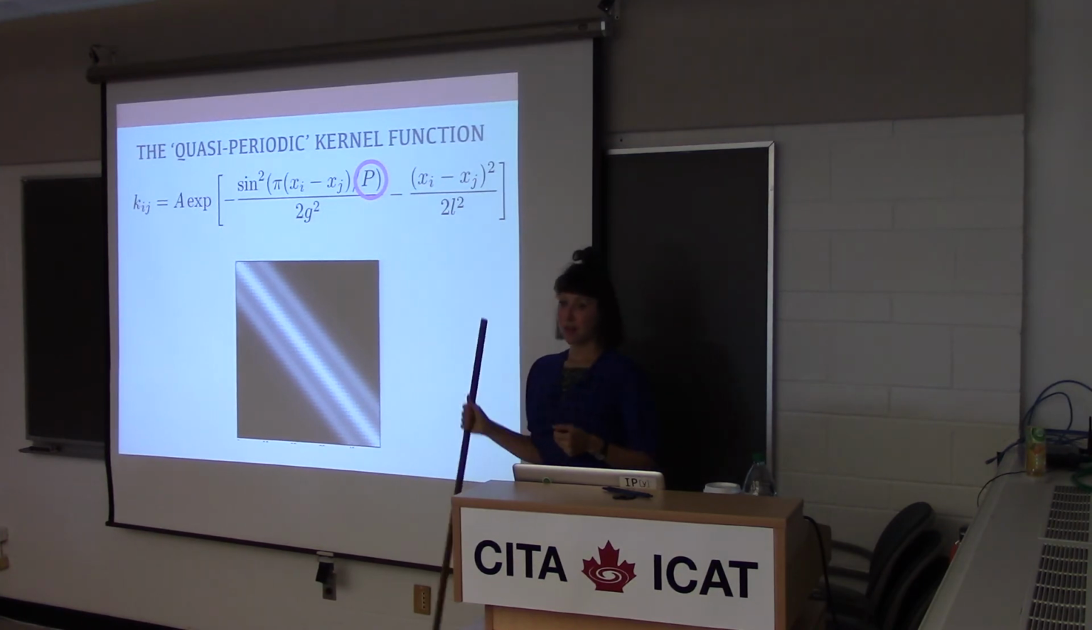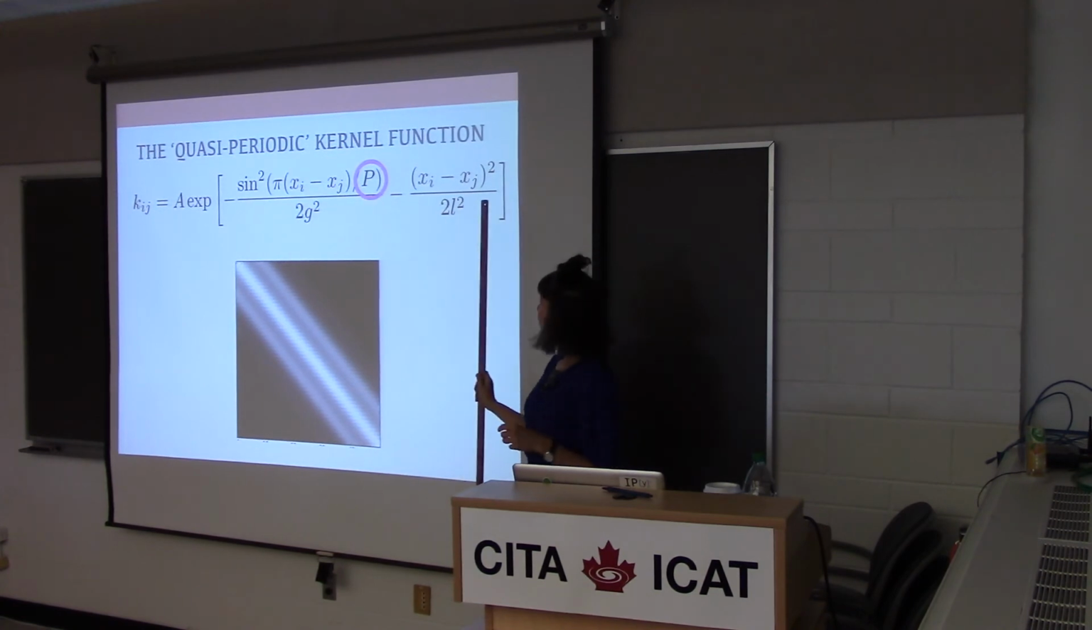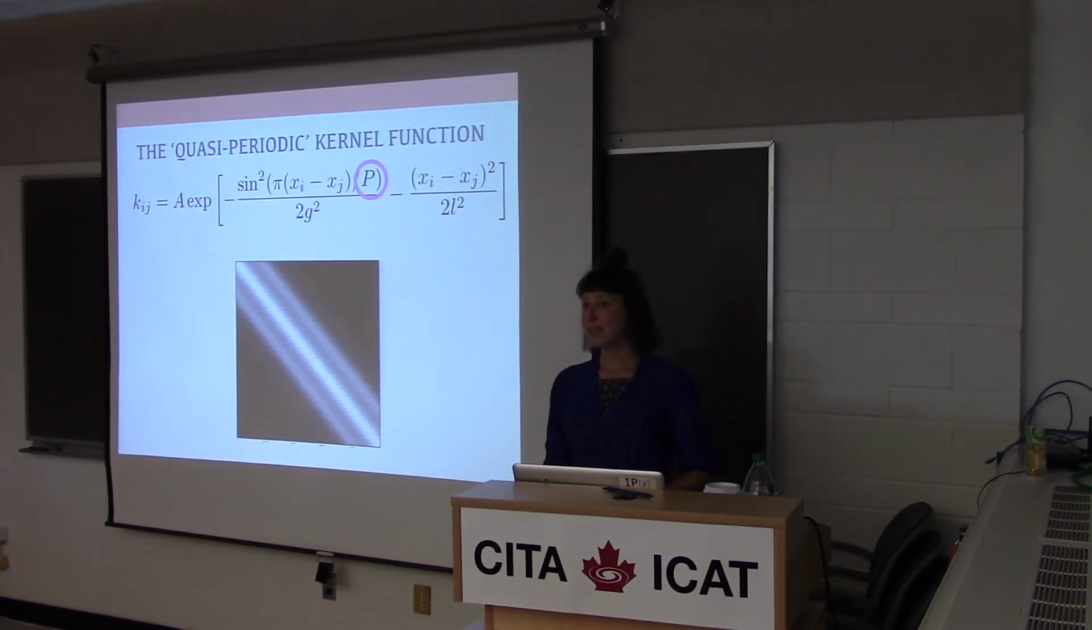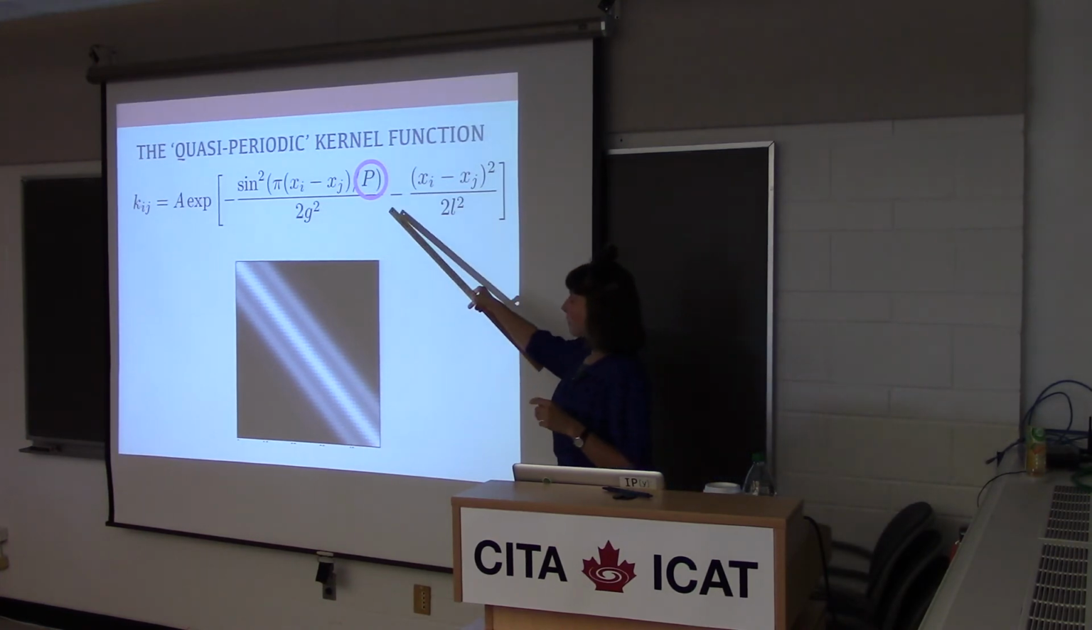Taking this covariance kernel function, I can optimize for P. I can marginalize over my other hyperparameters. I can perform maximum likelihood. I can sample with an MCMC. And actually, that's exactly what I do. So I use MCMC in order to recover this rotation period.